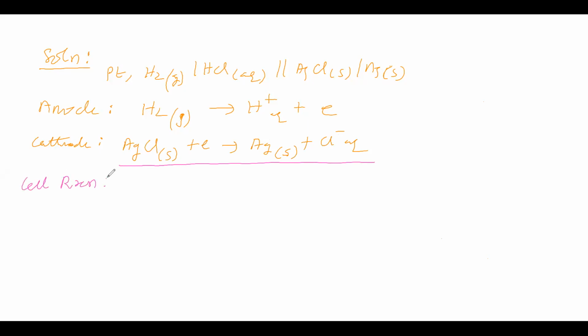We are going for the cell reaction. In the cell reaction, we are getting on the left side AgCl solid, hydrogen gas, and the electron is getting cancelled. Then this Ag solid, H plus aqueous, Cl minus aqueous. It is the cell reaction.